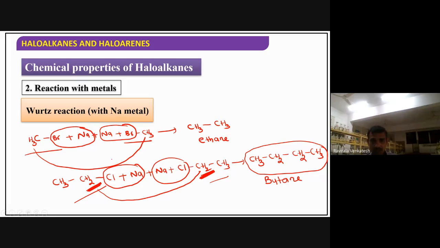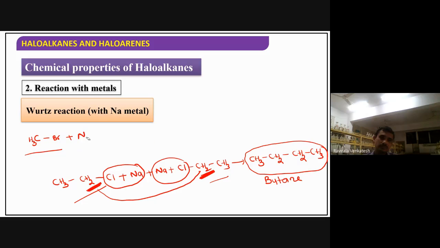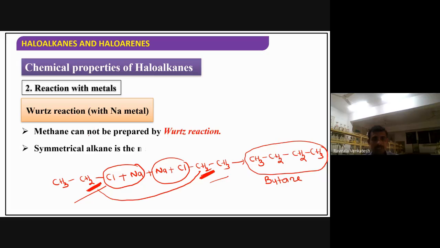Okay. Now let me see some important points about this Wurtz reaction. We already studied it in the 11th class. Methane cannot be prepared by Wurtz reaction. Is it possible? Methane is impossible, because if I take methyl chloride, what is the product we are going to get? Ethane, right? Correct or not?